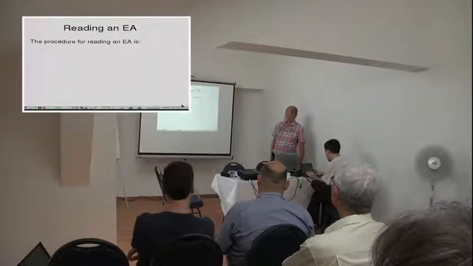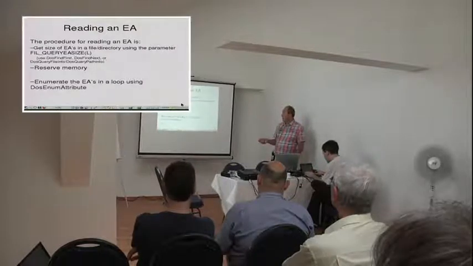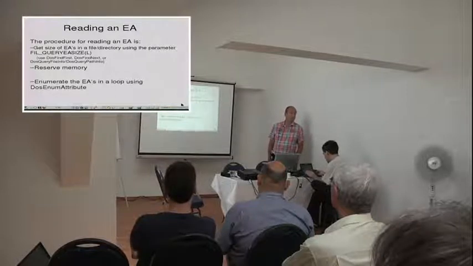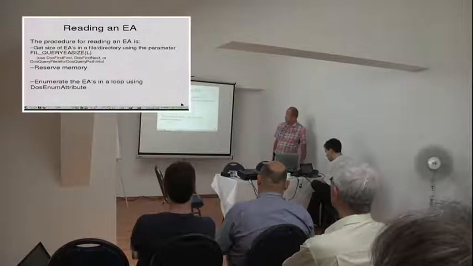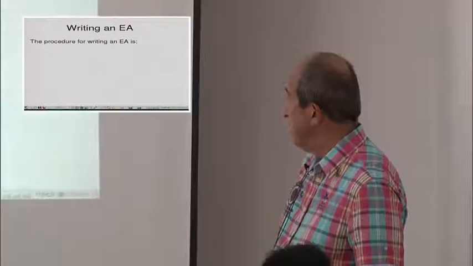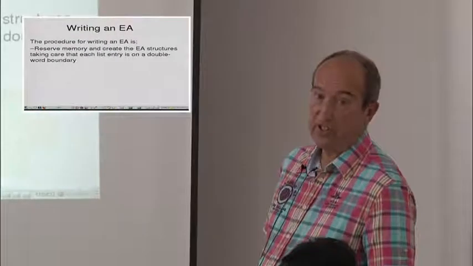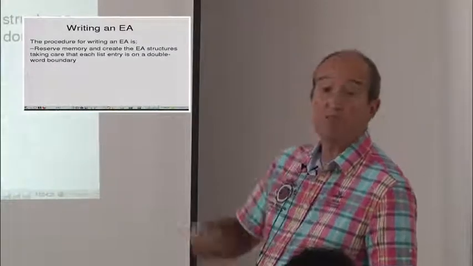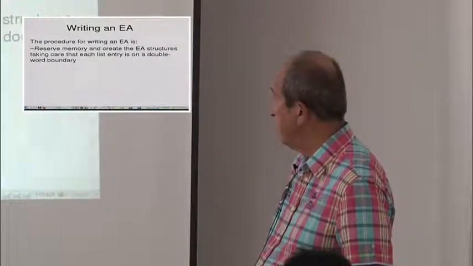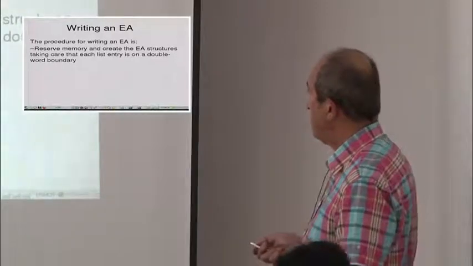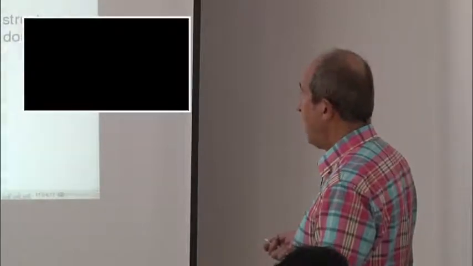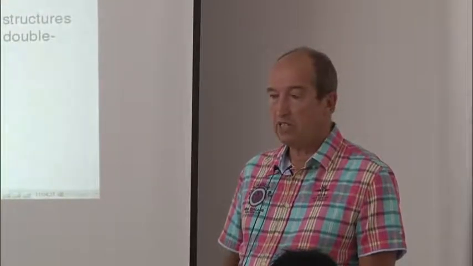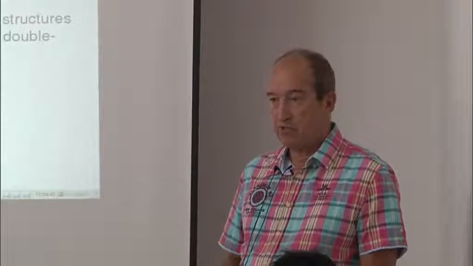To read an EA is quite simple. You need to get the size, reserve memory, and then enumerate it in a loop. And so you can read the EAs. For writing EAs, reserve memory, put your EA structures in, depending on which particular format you're going to use. There is a thing that the list entry has to be on a double word boundary. If you don't do that, you can get memory exceptions.